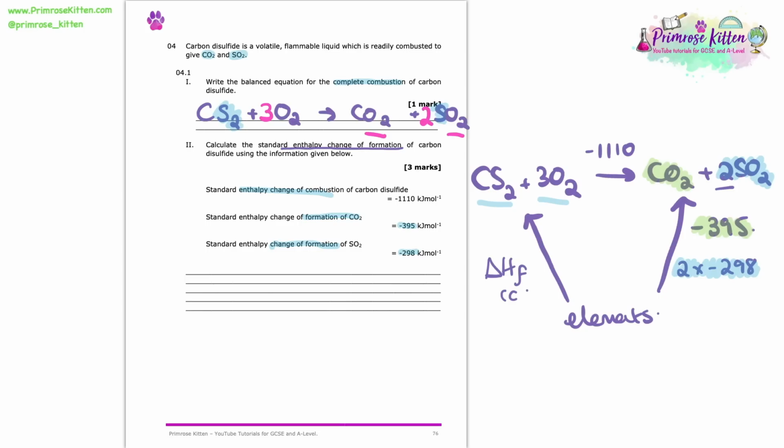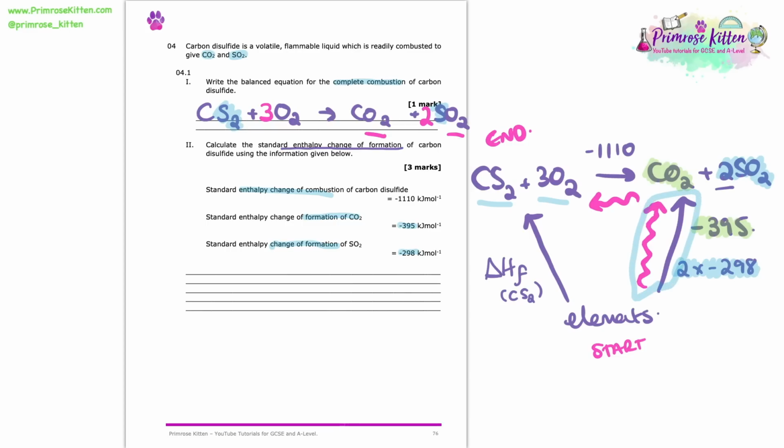So I'm going to write delta HF here, and then I'll just write in brackets next to it CS2, so we remember what that is of. So here in this particular Hess cycle, we can think, well, what is our start point? What is our end point? I could say, okay, I want to start here and I want to end here. To do that, I'm going to have to go along here and then along here.